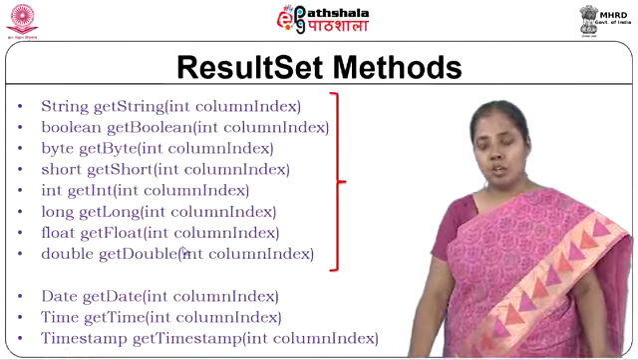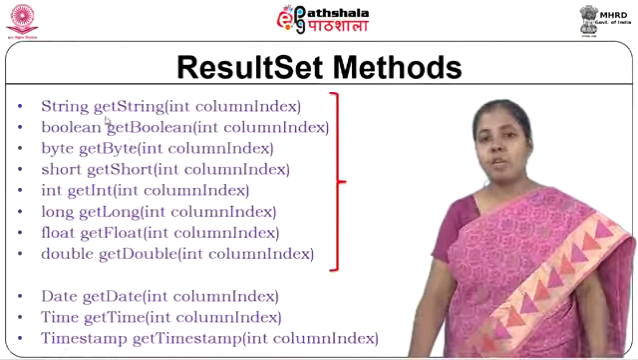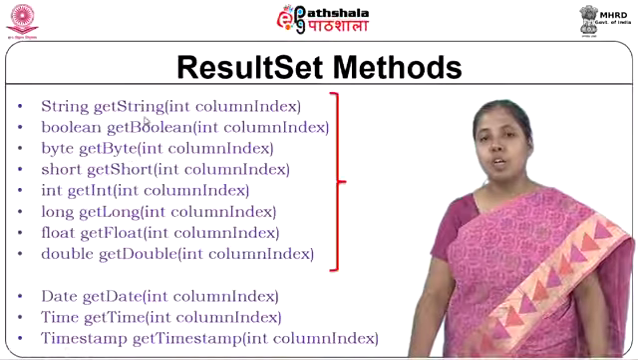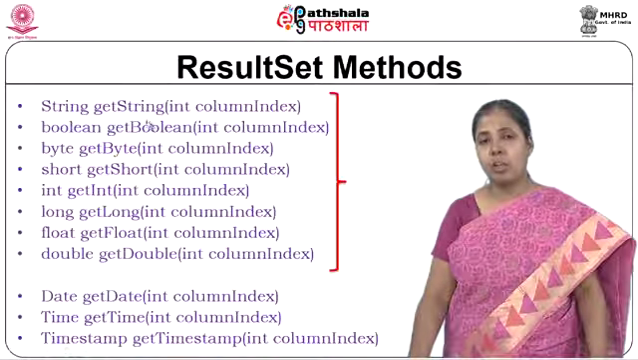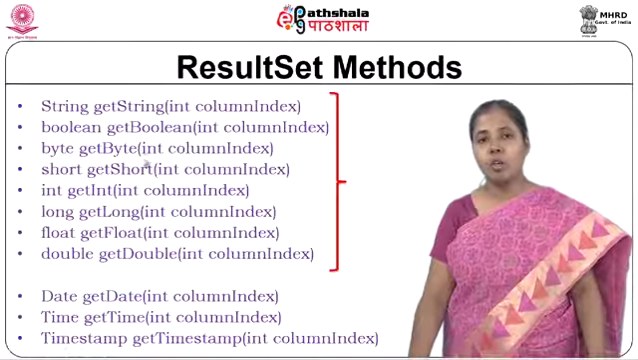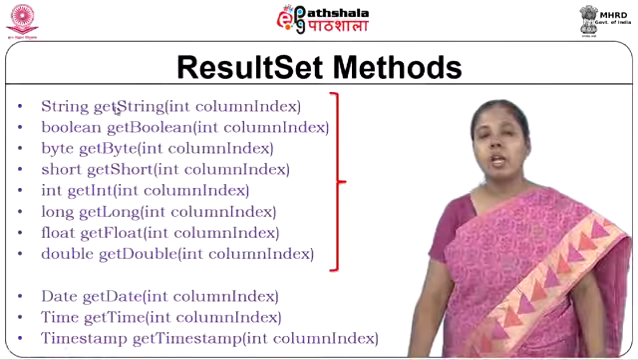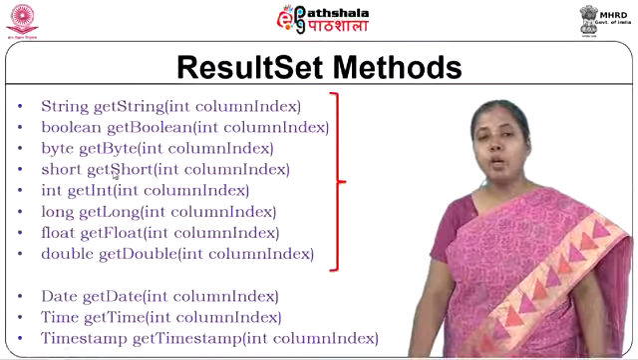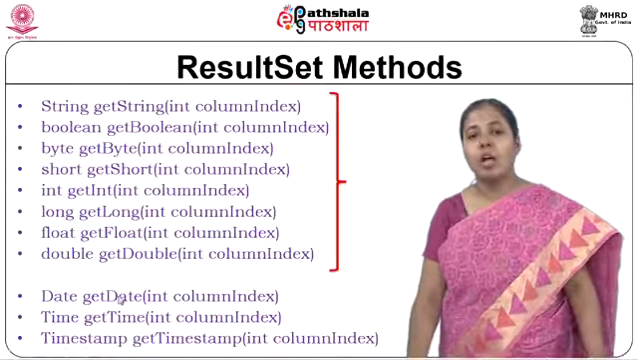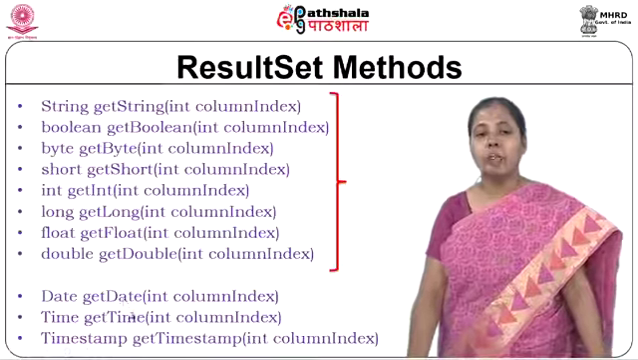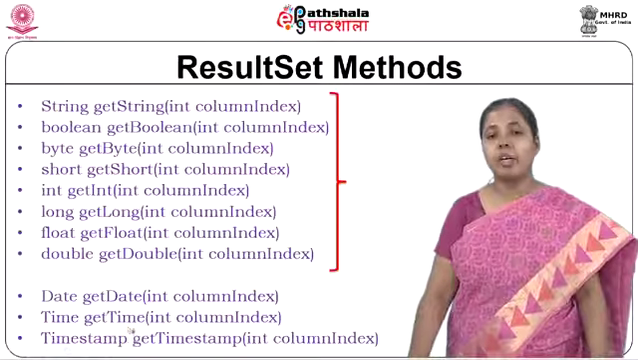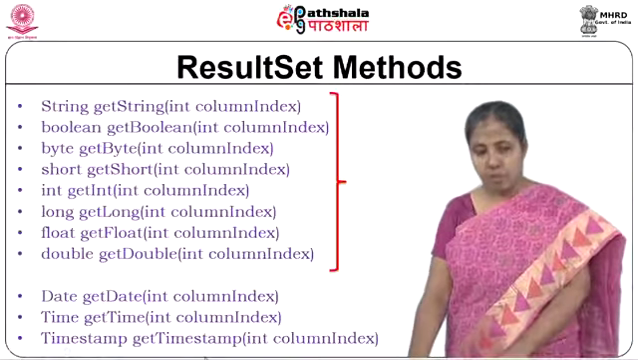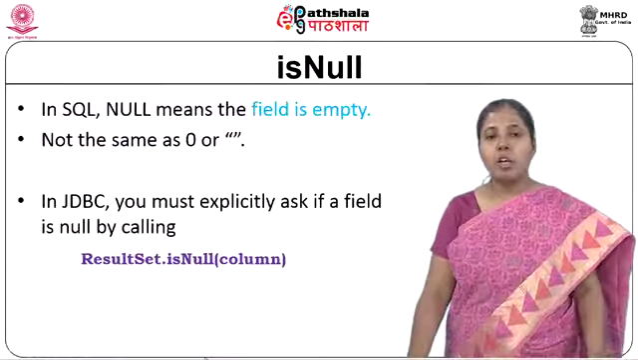As I told you, there are methods like getType, and the type varies depending upon the eight primitive types supported in Java, which are given here. You can see here, it's getString, getBoolean, getByte, getShort, getInt, getLong, getFloat, and then getDouble. And to support date and timestamp, we have three different methods: getDate, getTime, and then getTimestamp.